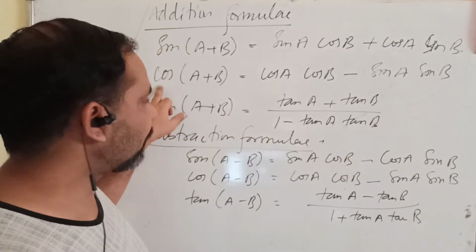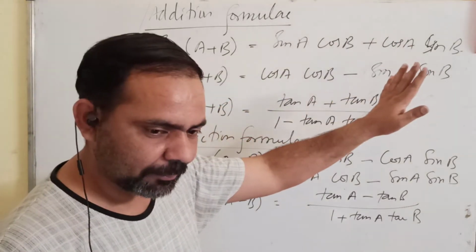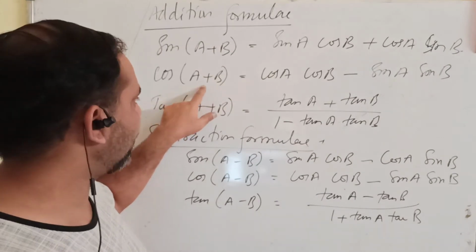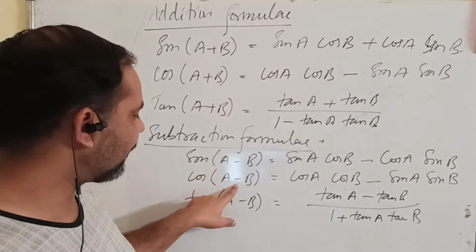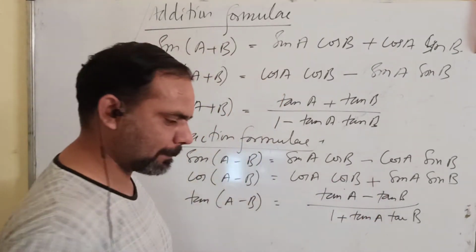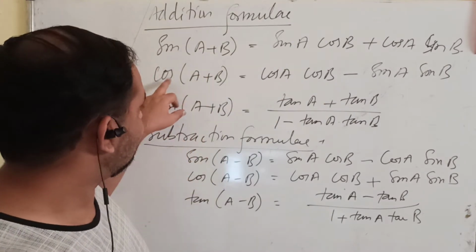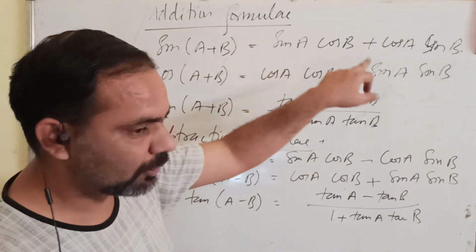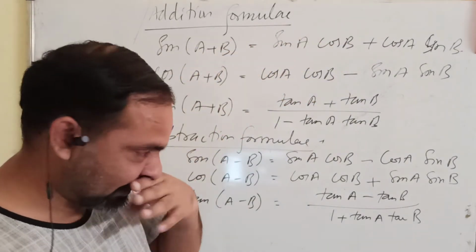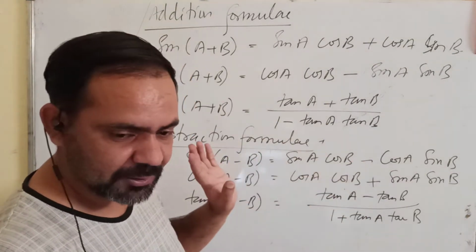In case of cos, the order will be like this: cos cos, sine sine. Now whatever sign is given to you, just reverse that sign. If plus is given, then you write minus. If minus is given, it should be plus. So cos is cos cos, sine sine, and whatever sign is given, you reverse that sign.